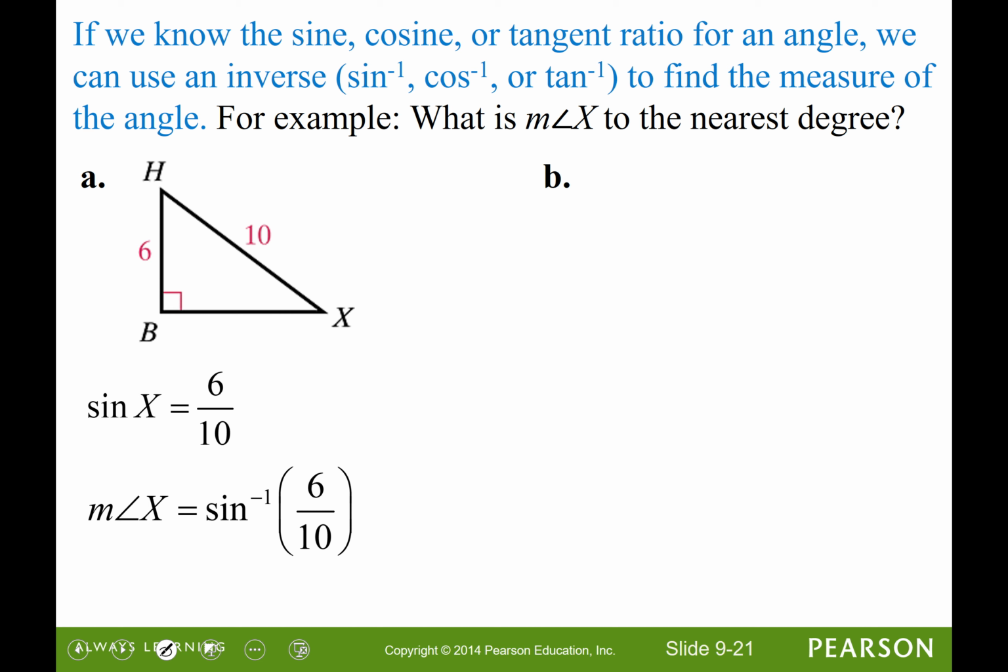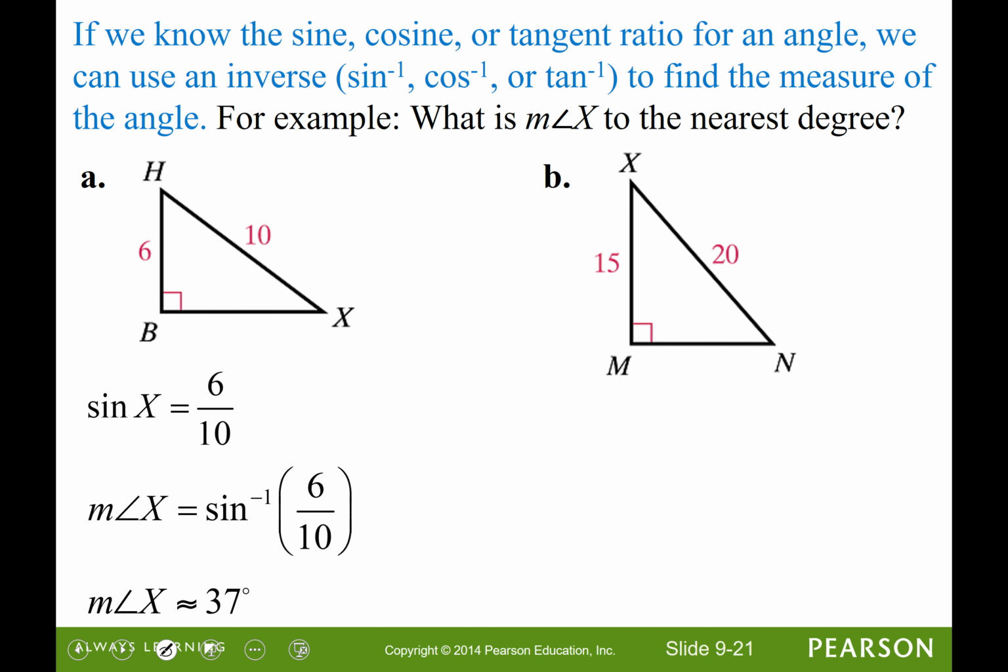All right, pick up your calculator. Let's type that in. Sine inverse. So mine, I have to hit second, sine. 6, division key, 10, close parentheses, enter. And I get 36.8698 and so on. Rounded to the nearest degree, that would be the measure of angle x is approximately 37 degrees. All right. I want you to pause this video and try part B now.